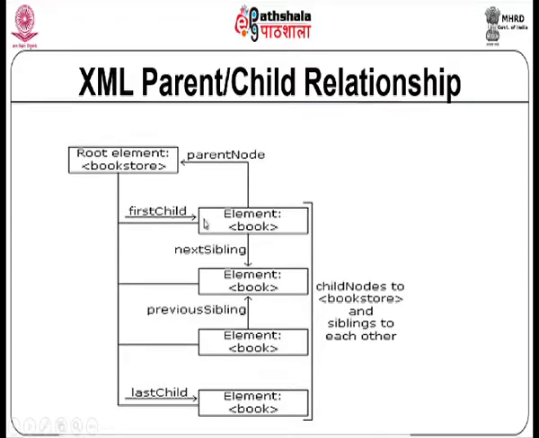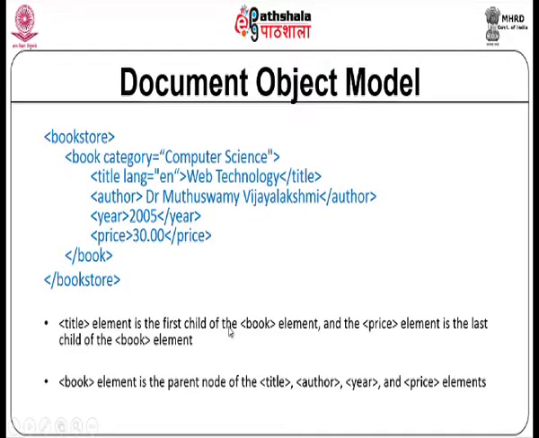Now, coming to the parent-child relationship, for a book this bookstore is the parent node, and for the bookstore the first book is the first child, and the next book description is called the next child. The last book content is called the last child, and for the first book the next book is called the next sibling, and for any book the preceding one is called the previous sibling. So, here we know that there are methods or properties which store all these relationships.